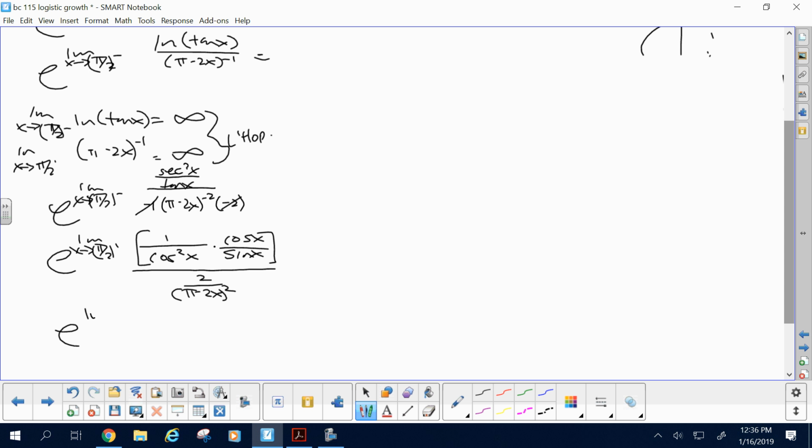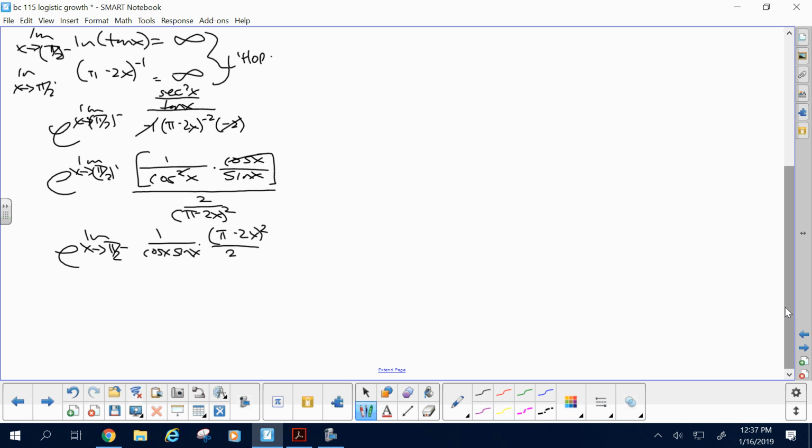I'm going to clean up a little more. So I'm getting 1 over cosine sine, and pi minus 2x would get flipped up and put in the numerator over 2. Check. Okay. So this is where I thought of a little better way to go here. In terms of where I'm at, I can't clean it up anymore, and I still have 0 over 0, right? Do you agree? Okay.